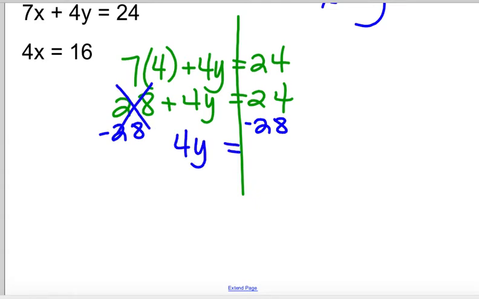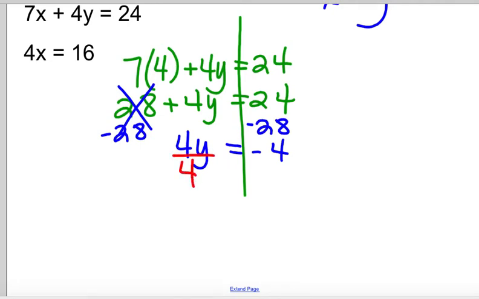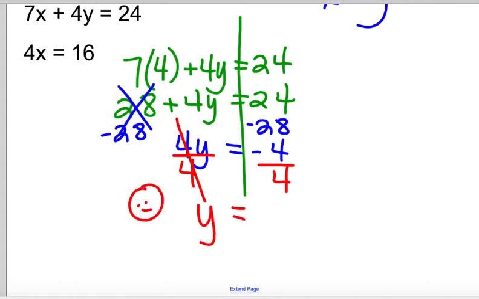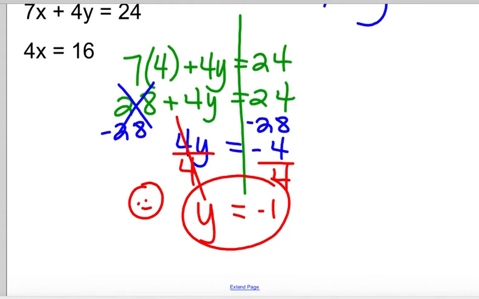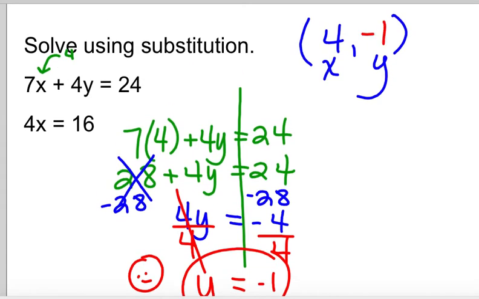Hey guys, 24 minus 28 is negative 4, by the way. Y still wants to be alone, so next step is to divide by 4. So that cancels. Holy cow, that was a lot of work. Y says thank you. Negative 4 divided by 4 is negative 1. So again, all I did there was algebra. I mean, we have solved equations like this. It's just been a while. So now we know that x is 4 and y is negative 1. And if you were to take those values and plug them back into either one of those equations mathematically, it would work.